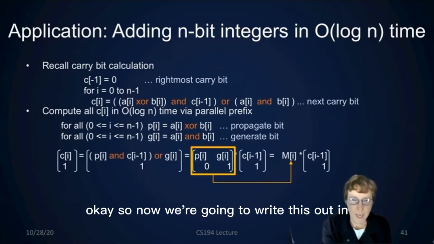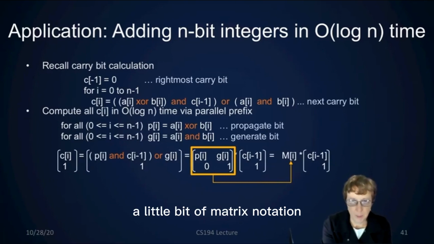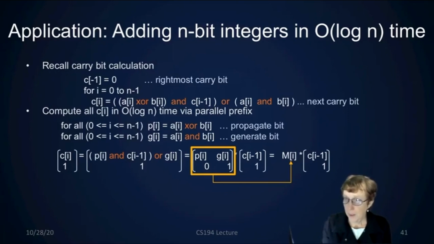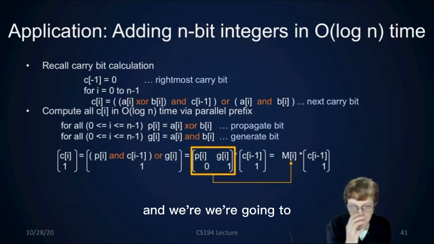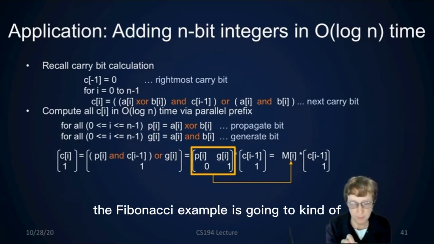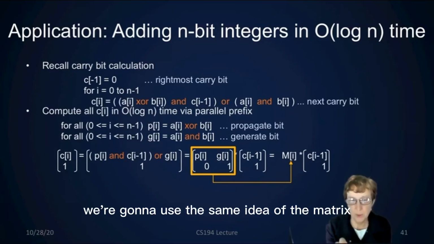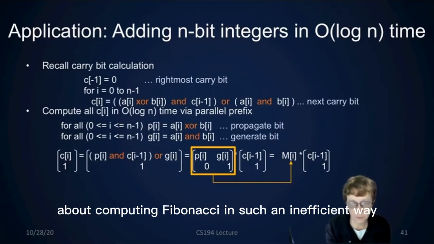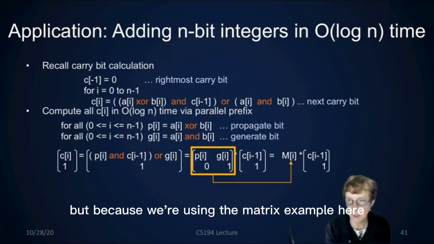Okay, so now we're going to write this out in a little bit of matrix notation, and that's why we did the Fibonacci example. We're going to use the same idea of the matrix, not because we really care about computing Fibonacci in such an inefficient way, but because we're using the matrix example here.